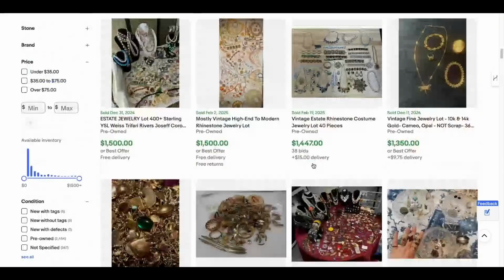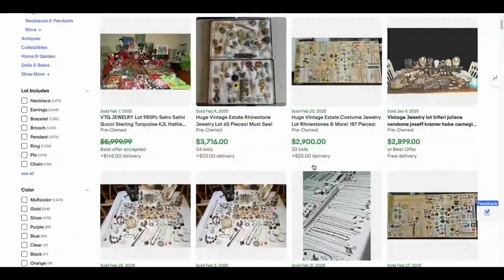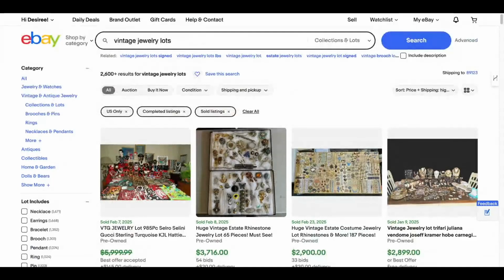Okay, so the time and energy it takes for you to do this is never wasted. I know this could be overwhelming, especially if you're researching, or you're listing every single day and you have a lot of pieces that you have no idea where to price them at or what they are. Then you can come in here and figure some of these things out just by studying these listings.